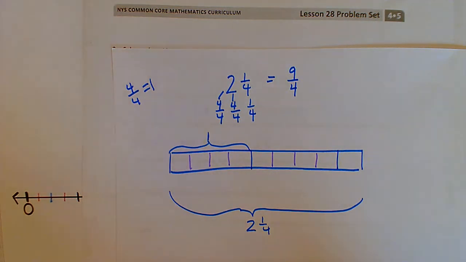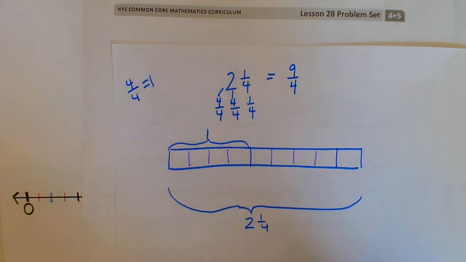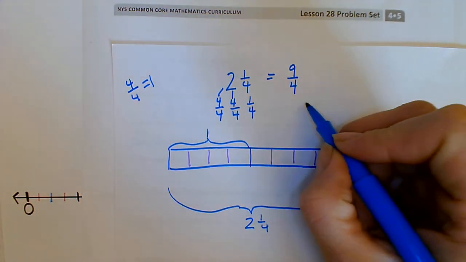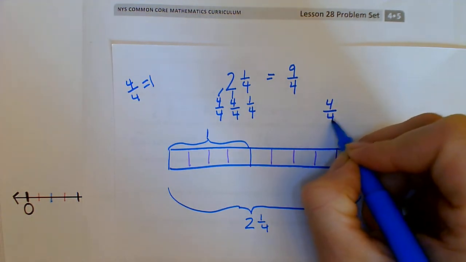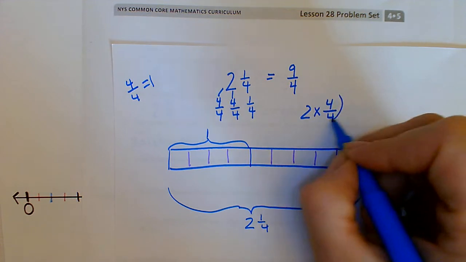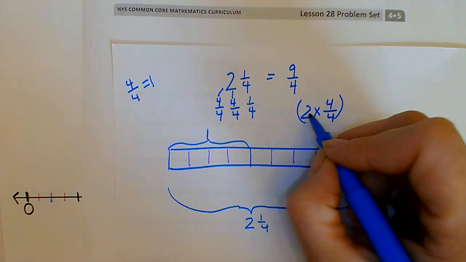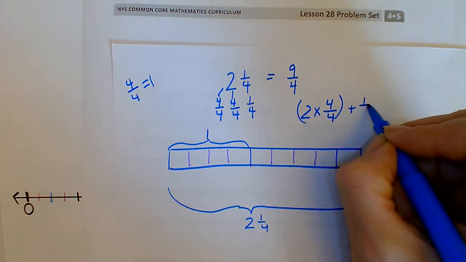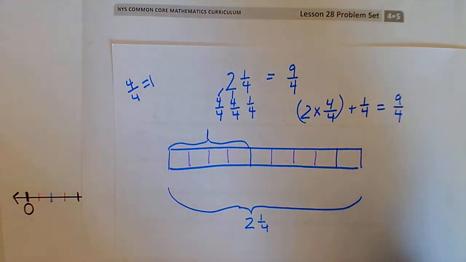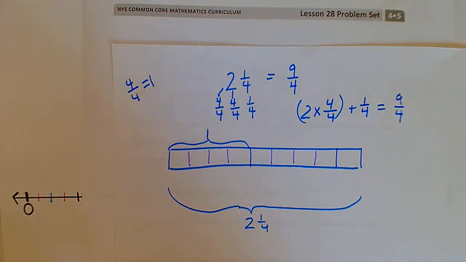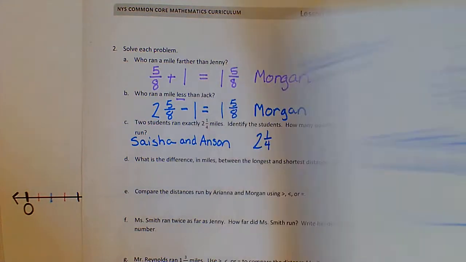Another way that we could show this mathematically is, remember how we've done this, where we've said it's going to be 4/4, but how many times? 2 times 4/4. We have 4/4 2 times, plus that extra 1/4, and that's equal to our 9/4. So whichever way we decide to do this, we are going to write 9/4.